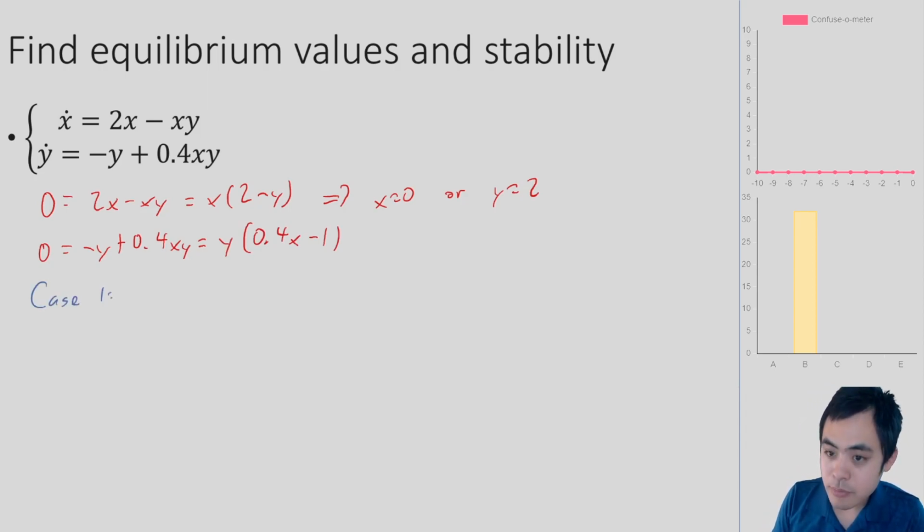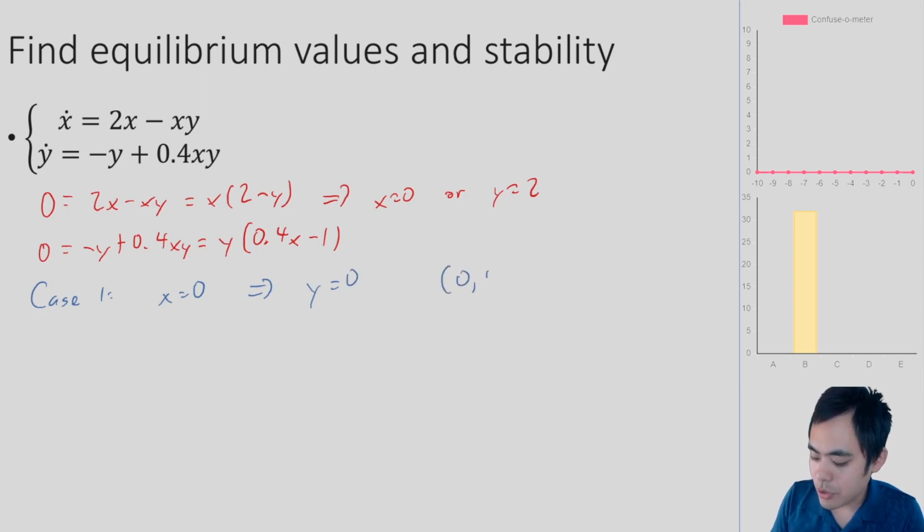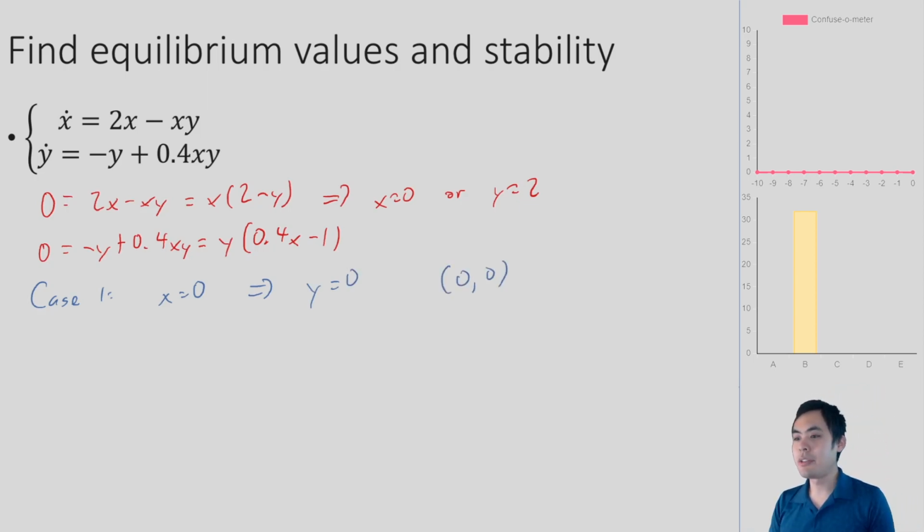Case 1, x = 0. Well, if x = 0, then y = 0. And so one of our equilibrium points is (0, 0). This makes sense, right? Because one equilibrium of the system is for there to be 0 wolves and 0 deer. That is obviously an equilibrium. If you don't have any deer or wolves to begin with, well, that will never change. And so it's a steady state.